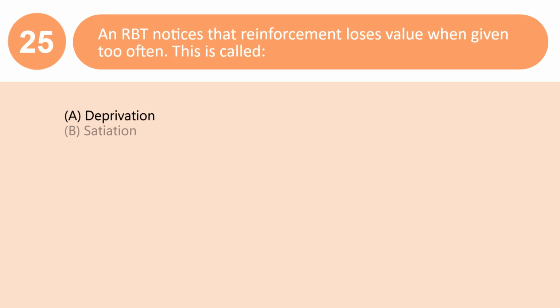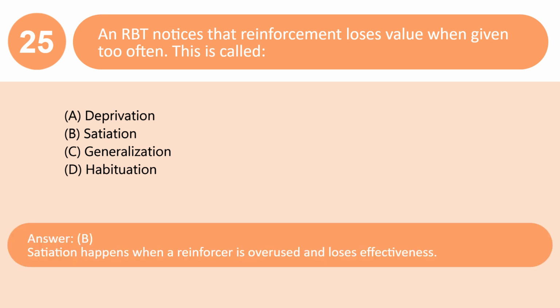An RBT notices that reinforcement loses value when given too often. This is called A. Deprivation. B. Satiation. C. Generalization. D. Habituation. Answer B. Satiation happens when a reinforcer is overused and loses effectiveness.